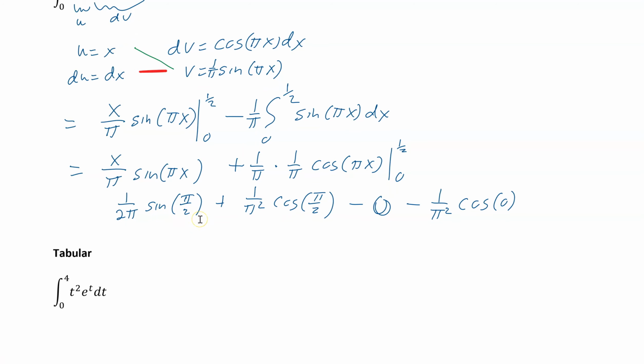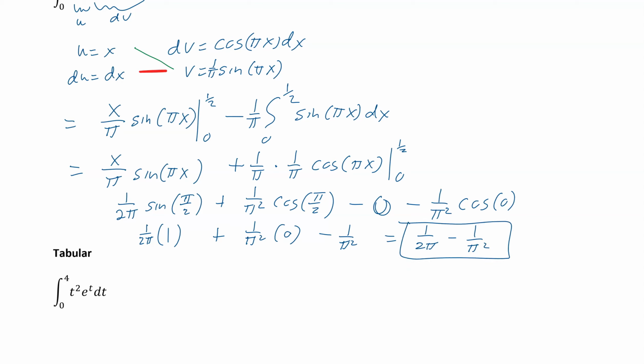So sine of pi over 2 is 1, so we get 1 over 2 pi. Cosine of pi over 2, though, is 0. And that's just 0, so I'm not going to even rewrite it. And then cosine of 0 is 1, so minus 1 over pi squared. So we end up with 1 over 2 pi minus 1 over pi squared. That is our definite integral.